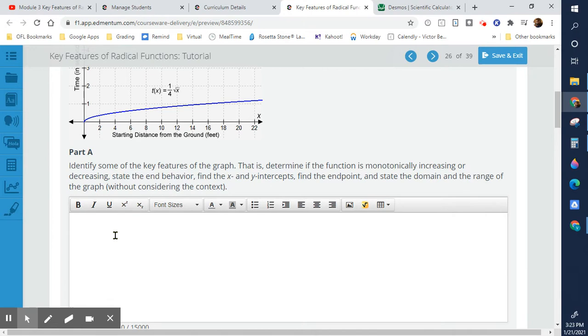So this function is, we can just copy this word, because monotonically means it's only monotonically increasing. That means only increasing.